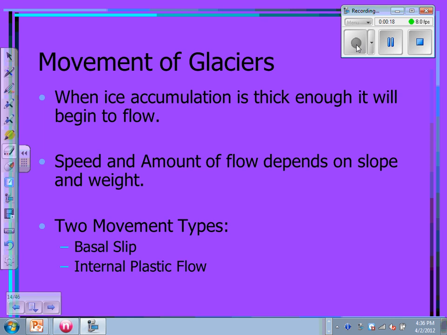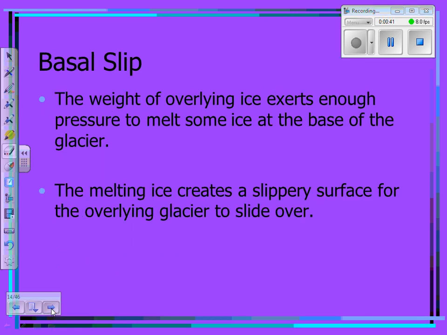Again, it's controlled by speed, and the amount of flow depends on the slope and weight, gravity. How much mass is there, and what's the slope, or how is gravity going to affect that glacier? How's it going to move? The two different types of movement are basal slip and internal plastic flow, and we'll detail those in the next slide.